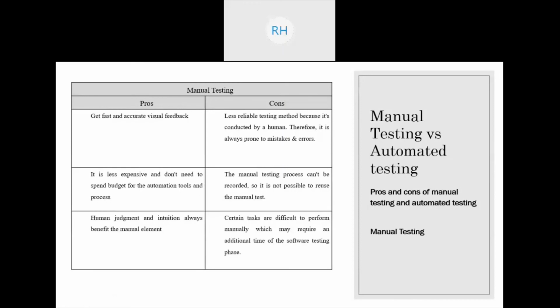Next, this is for the pros and cons of manual testing. For the pros, there are three. The first is that you get fast and accurate visual feedback, and the second is it's less expensive and you don't need to spend budget for automation tools and processes. And the third is that human judgment and intuition always benefit the manual element.